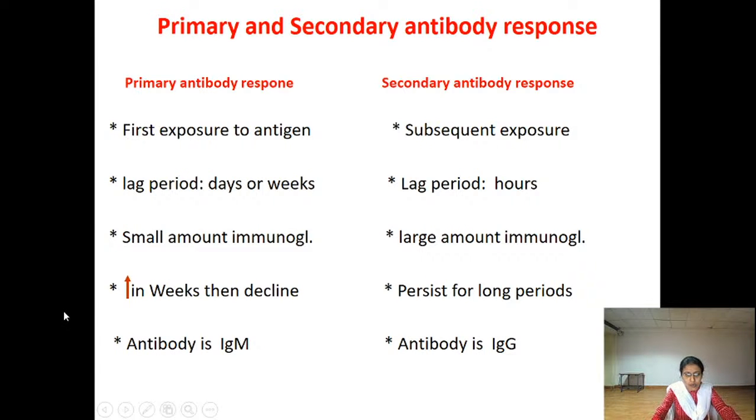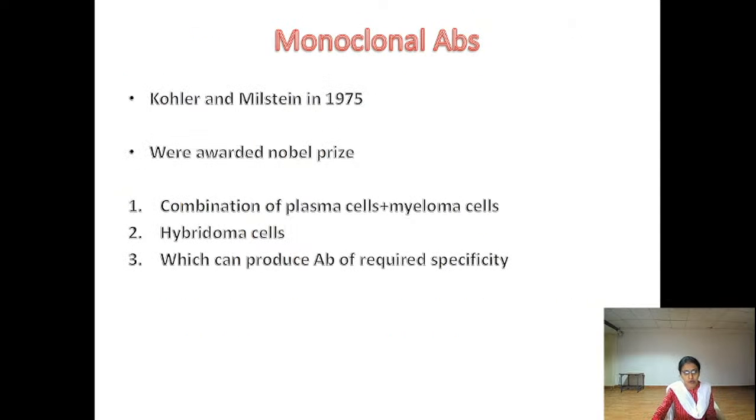Now coming to monoclonal antibodies, it is a very important question. Monoclonal antibodies, as the name suggests, are antibodies derived from a single clone of plasma cells, all having the same antigen specificity. That means they are produced against a single epitope of an antigen. This concept of monoclonal antibodies was first discovered by Kohler and Milstein, and they were awarded the Nobel Prize.